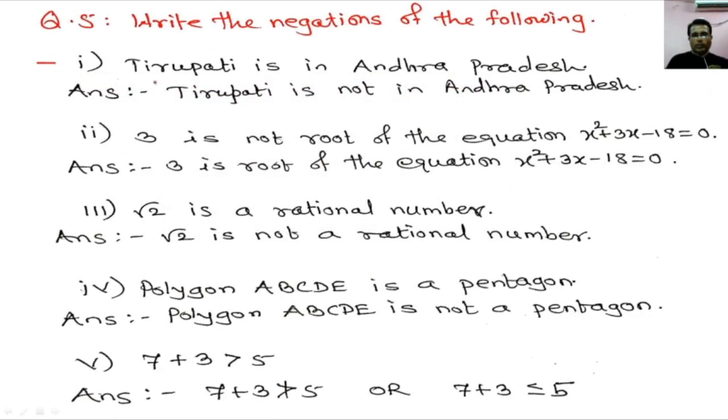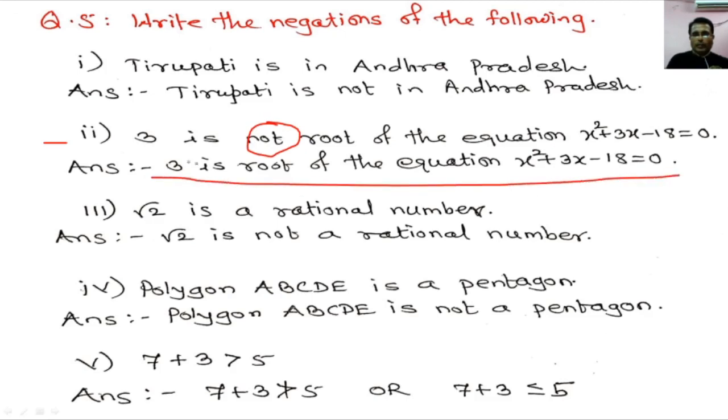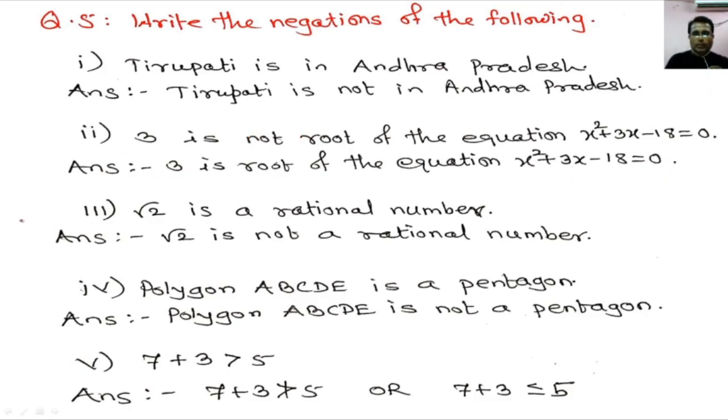Tirupati, this is your first example. Tirupati is in Andhra Pradesh, so its negation is obtained by using not. Tirupati is not in Andhra Pradesh. The second question, 3 is not a root of the equation. Here not is already used. If you remove this not, you will get the negation. So the negation is 3 is a root of the equation x square plus 3x minus 18 is equal to 0. Then the third question, root 2 is a rational number, so use not at the proper place. Root 2 is not a rational number.